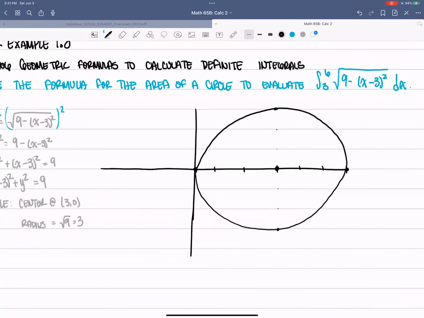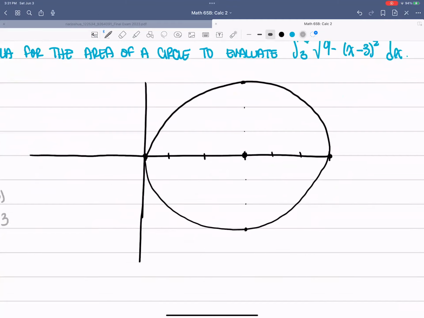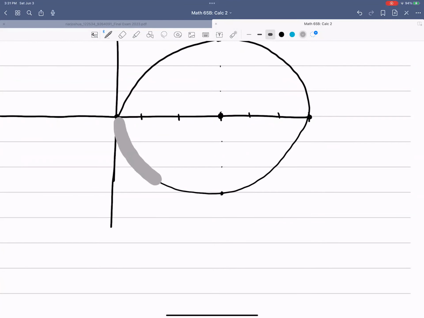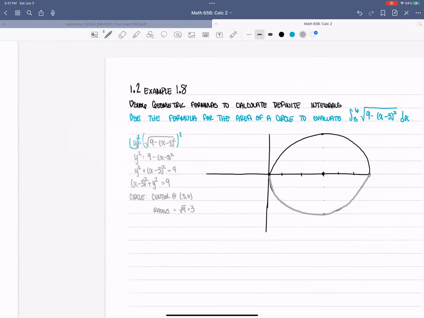All right, so now let's start chopping some stuff off. In order for it to be a function, this tells us that we're looking at the positive part of our graph. So we're looking at this top half right here. So what I'm going to do is put this in gray so we can ignore it. Ignoring this part, it is still important to the graph, but not really right now. All right, so that's our function.